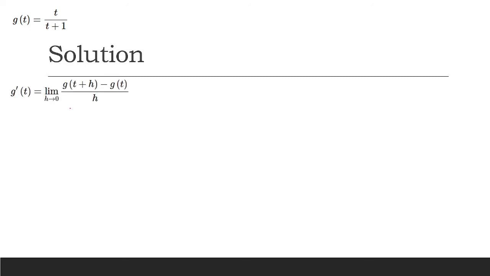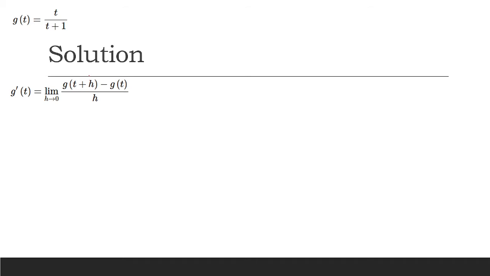So kailangan lang natin siyang isubstitute sa equation natin ng derivative. So our definition rather of derivative. So to do that, we have g prime of t is equal to the limit of g of t plus h minus g of t over h as h approaches 0.